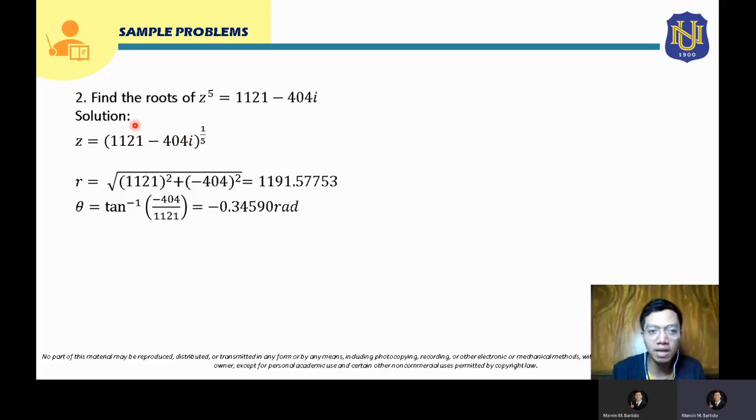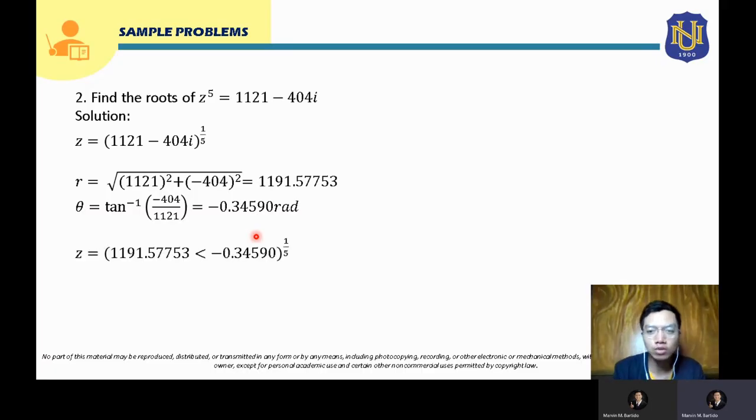And your theta, before solving for theta, you have to consider the quadrant location of your complex number. This complex number is located in the fourth quadrant, since it has positive x coordinate and negative y coordinate. For solving the argument of a complex number located in the fourth quadrant, that will just be equal to arctangent of y over x, wherein y is the imaginary part, negative 404, over your real part, which is 1121. That will give you negative 0.34590 radian. So that will be your theta.